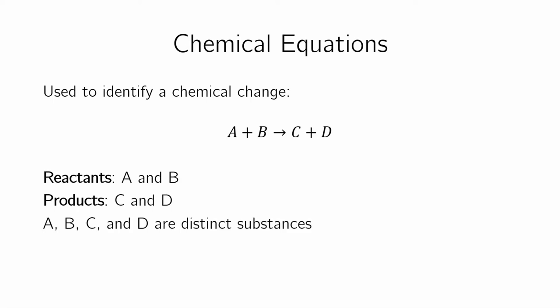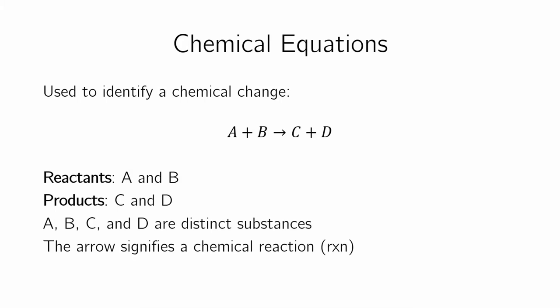All right? A, B, C, and D are distinct substances, meaning that they don't look or feel or act anything like one another. So if I were to take A, for example, and heat it up, I will not get B in any way, shape, or form. They're just completely different things. Imagine it's sort of like water and, I don't know, ammonia. They're two completely different things, and you can't just get one from the other.